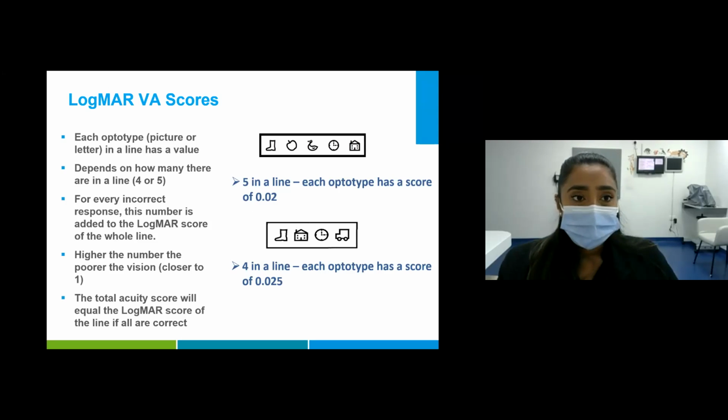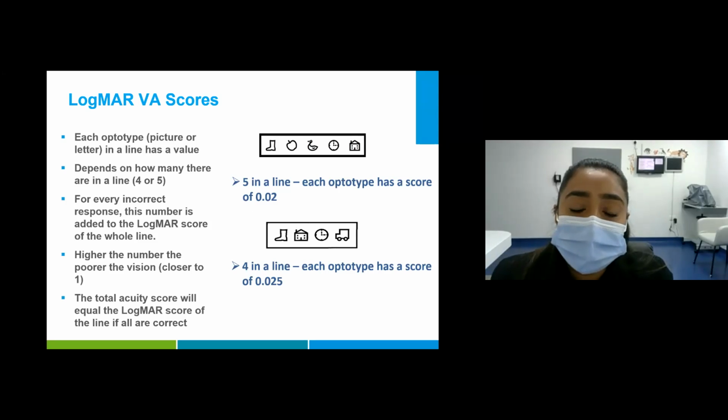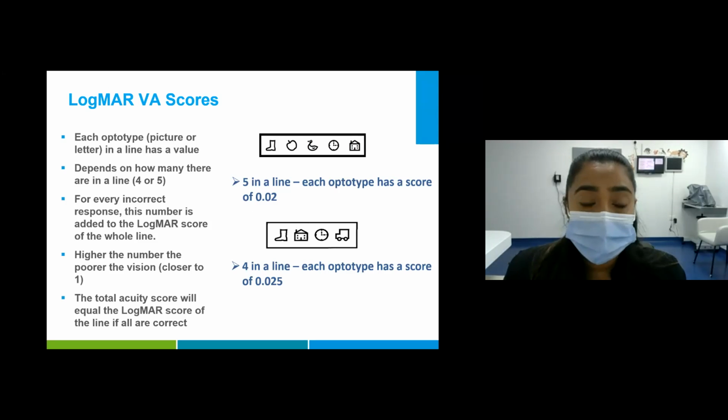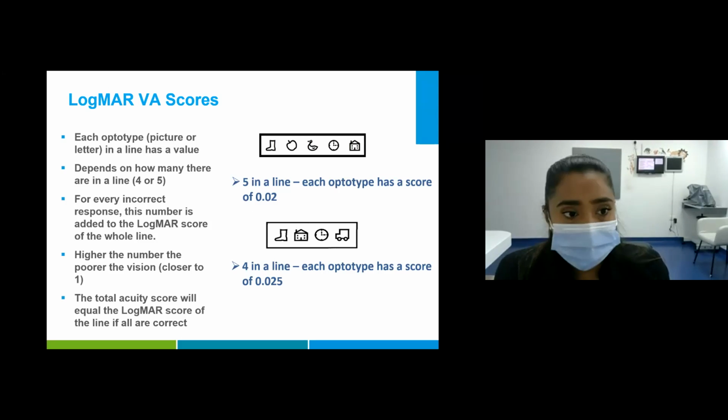So if we go to logMAR vision scoring, I know I've done some training with some of the nurses in Health Plus, and on the system that we use, which is a Thompson chart, it has the option to score your vision automatically for you. But right now I'm going to talk about how you can do it without using the logMAR scorer, because sometimes it's not quite correct in terms of the transition from logMAR to Snellen.